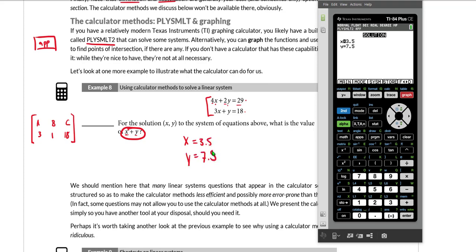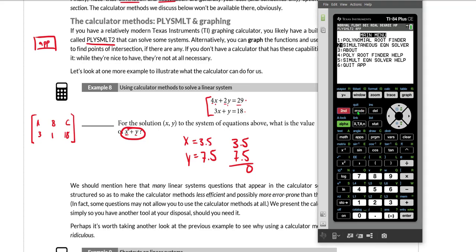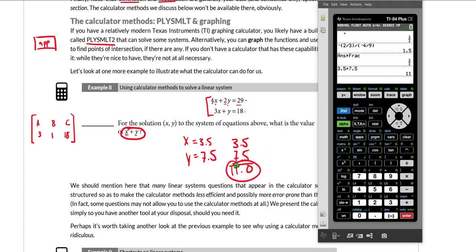By the way, I can convert those to fractions by hitting the graph button again. I will get the fractional form of those two values. In this case, since I'm adding these together, it actually doesn't really matter what form these are in. Actually, I can do this in my calculator. Why am I doing this on paper? I'm going to do 3.5 plus 7.5, and I'm going to get 11. So 11 is the sum of x and y.